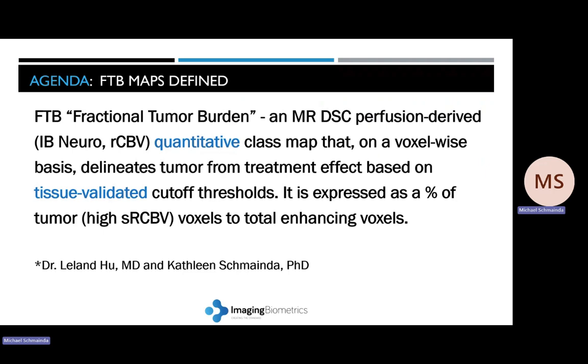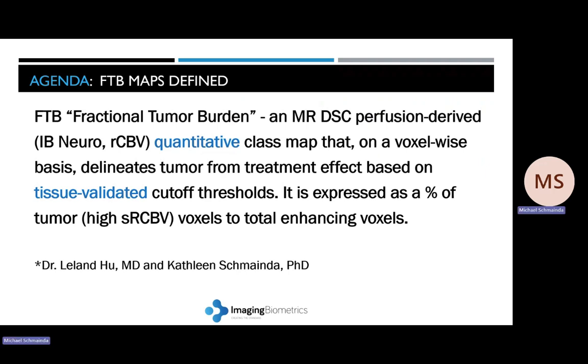Before we jump into this, though, I just want to recognize two people who were critical in the development of FTB maps. Dr. Leland Hu at the Mayo Clinic in Arizona really provided the pioneering vision, if you will, for FTB maps in collaboration with Kathleen Schmainda at the Medical College of Wisconsin and our team here at Imaging Biometrics. We validated the process and have it commercialized and packaged up and ready to go. And it really helps address major clinical gaps in brain tumor imaging as compared with conventional imaging that's currently available.